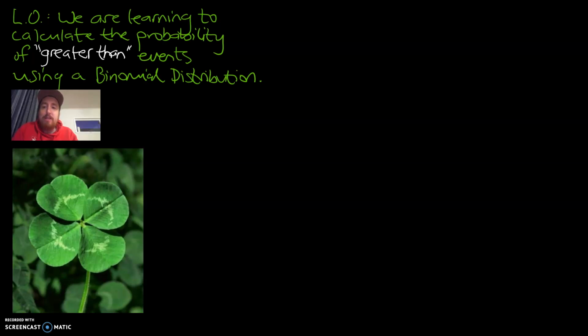Today's learning objective is up the top. We are learning to calculate the probability of greater than events using a binomial distribution. And the context I want us to focus on is finding one of those lucky elusive four-leaf clovers.